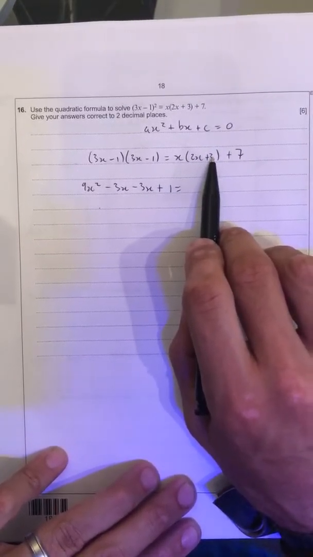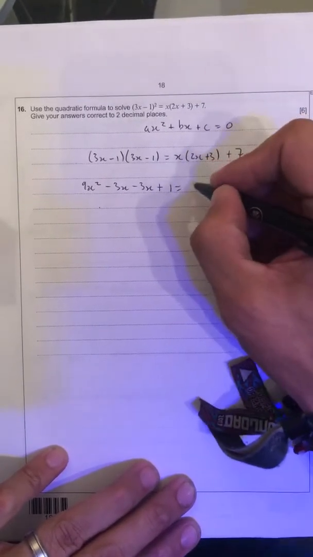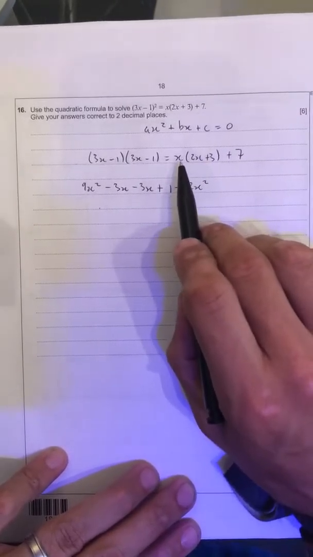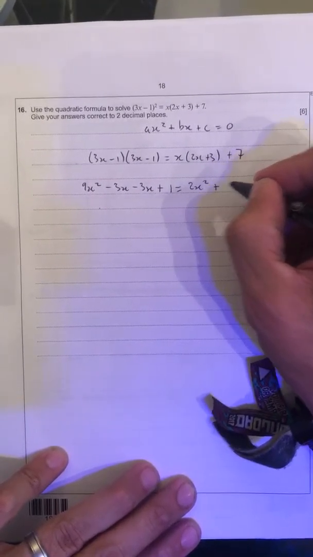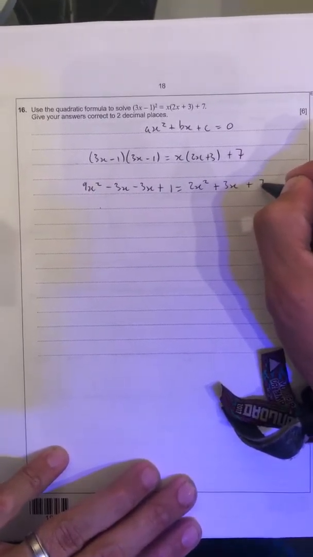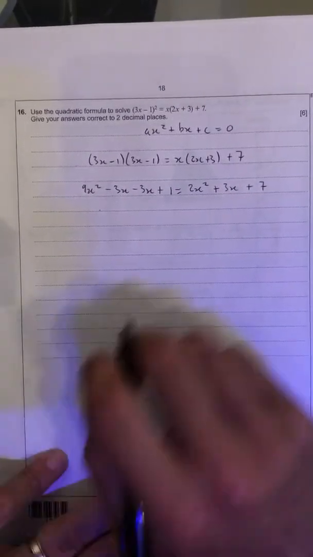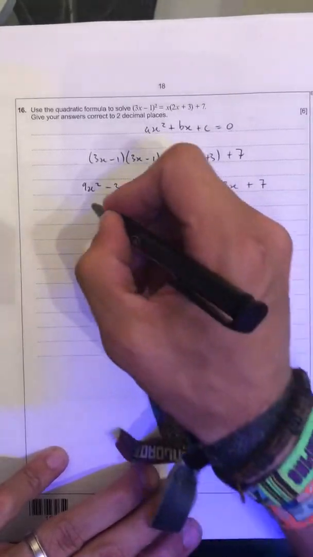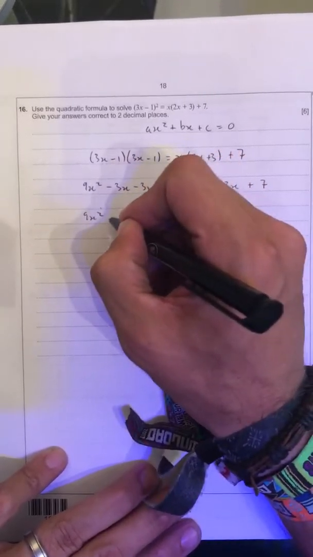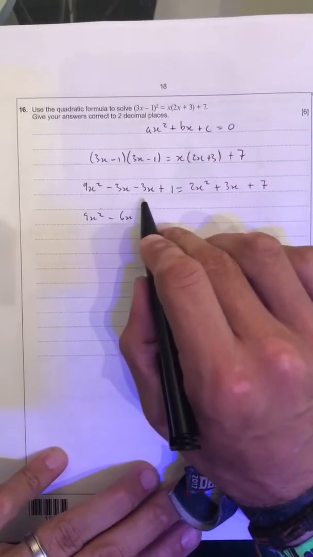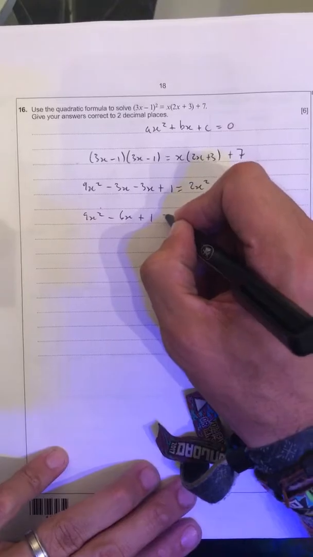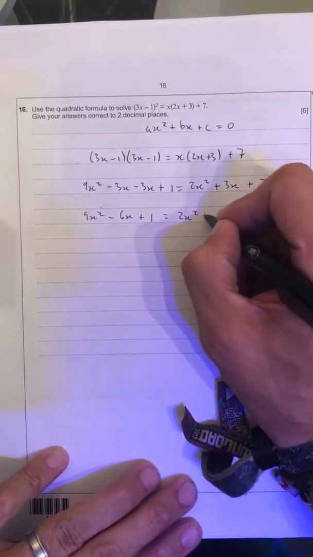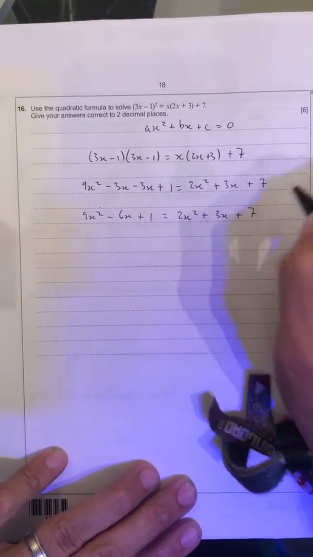And then if we multiply the single bracket, I've got x times 2x, which is going to give me 2x squared. And then I've got x times plus 3, which is going to be plus 3x. And I've also got the plus 7 on the end. So then I can do a little bit of collecting terms on this side. So I've got 9x squared minus 6x, because minus 3 and minus 3 gives me minus 6, plus 1, and that's equal to 2x squared plus 3x plus 7.